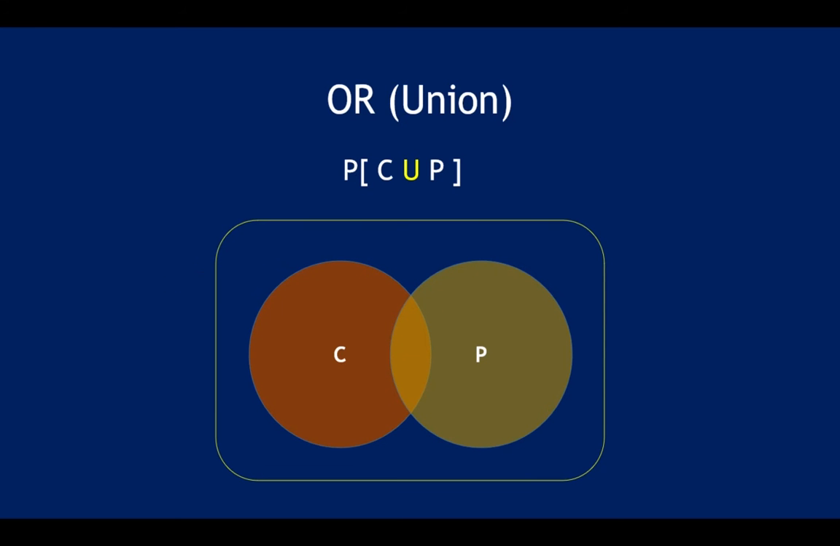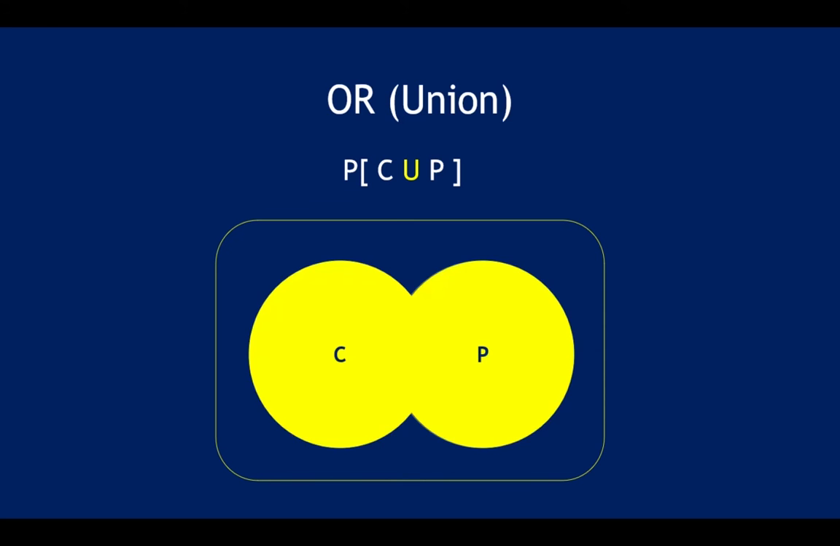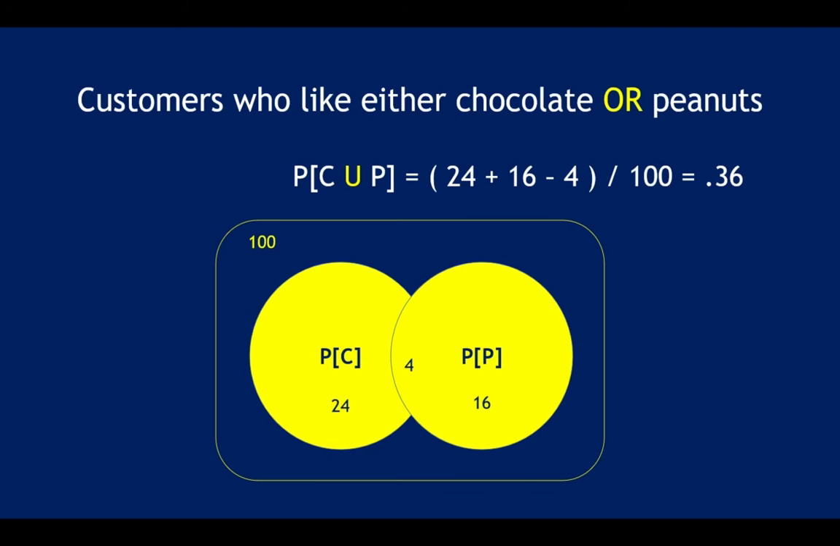Or, or union, is the operation for combining both sets, the chocolate or peanut, including the area that overlaps between the two. So anything that's covered in the yellow color is included in the or operation. So this includes customers who like either chocolate or peanuts. So that's people who only like chocolate, who only like peanuts, and also those who like both chocolate and peanuts.